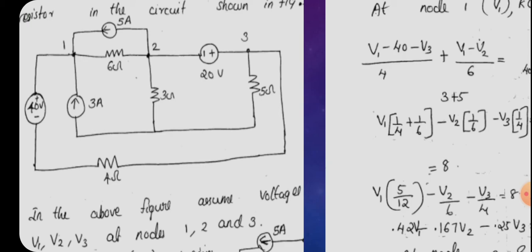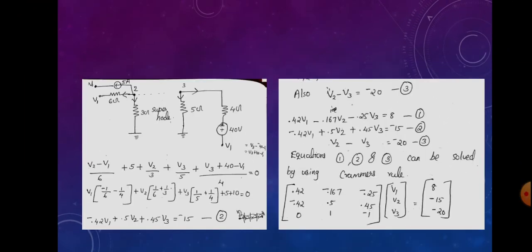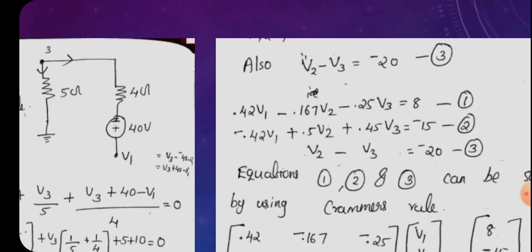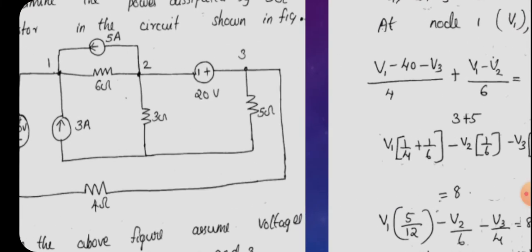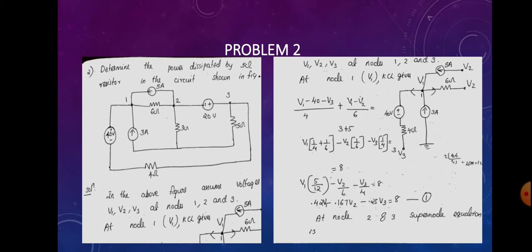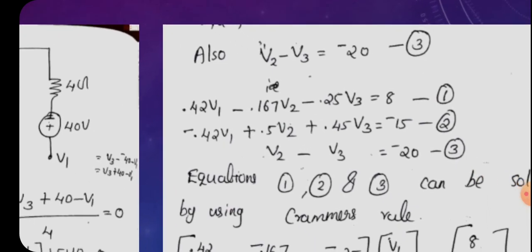Okay, you know that a 20 volt battery is connected between node 2 and 3. So we can write that V2 minus V3 equal to minus 20 volt. That is the third equation. And why does the minus 20 sign come? Because if we are starting from node 2 to node 3, we are going from left to right. The first terminal connected to node 2 is negative, so its value will be negative 20 volt. So V2 minus V3 will be equal to minus 20 volt. Okay, that is the explanation for minus 20.